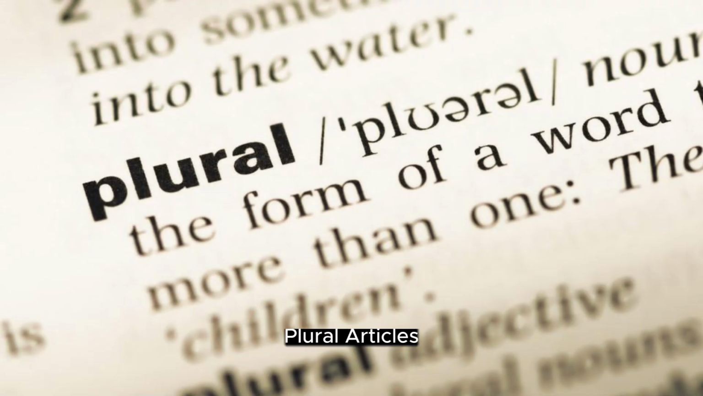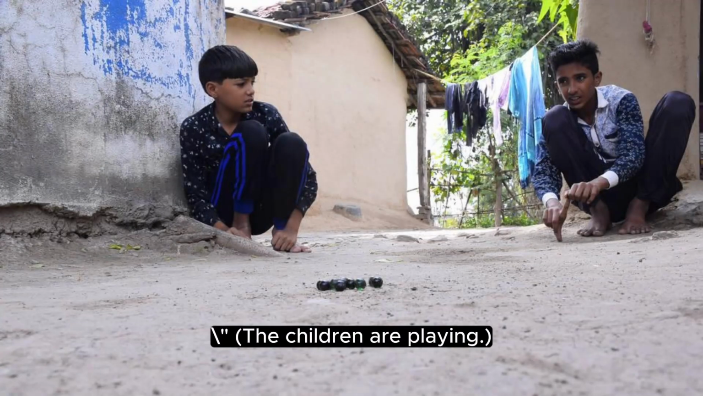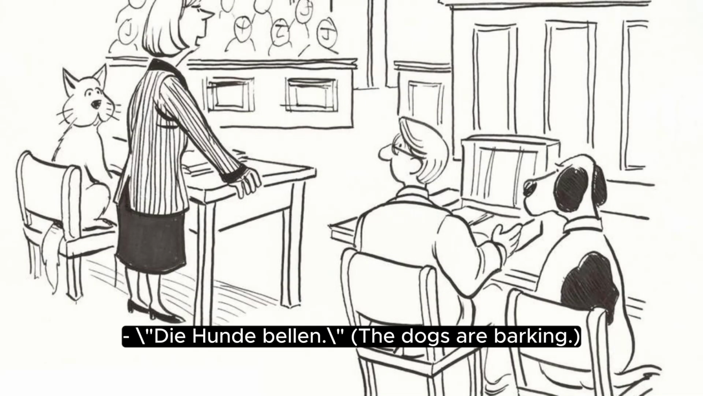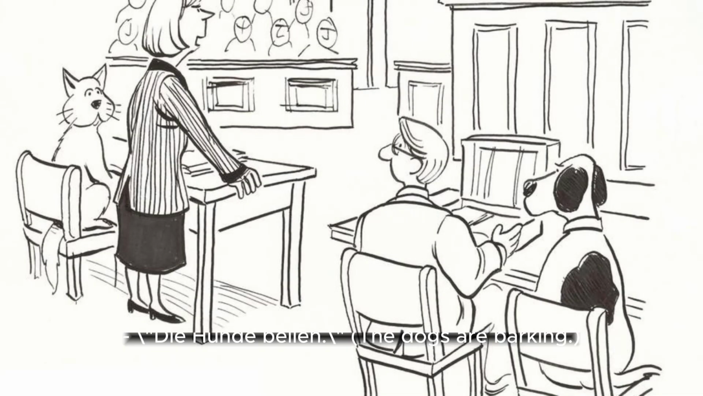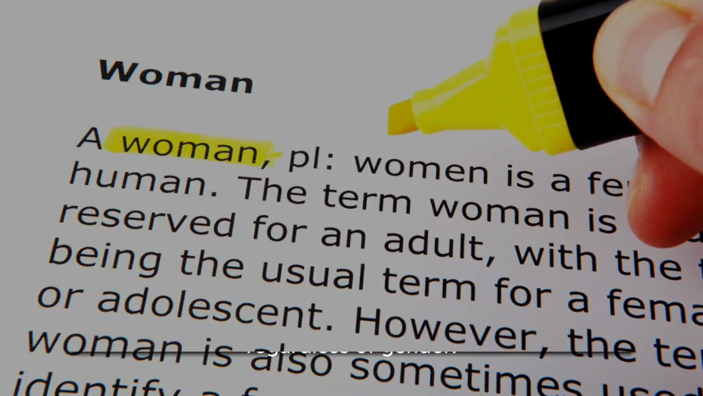Plural articles. In plural, the article is the same for all genders. Die Kinder spielen. The children are playing. Die Hunde bellen. The dogs are barking. In the nominative case, the plural article is always die, regardless of gender.